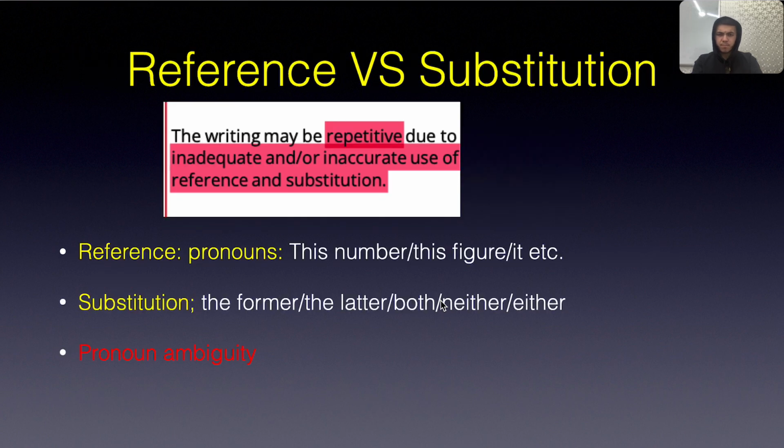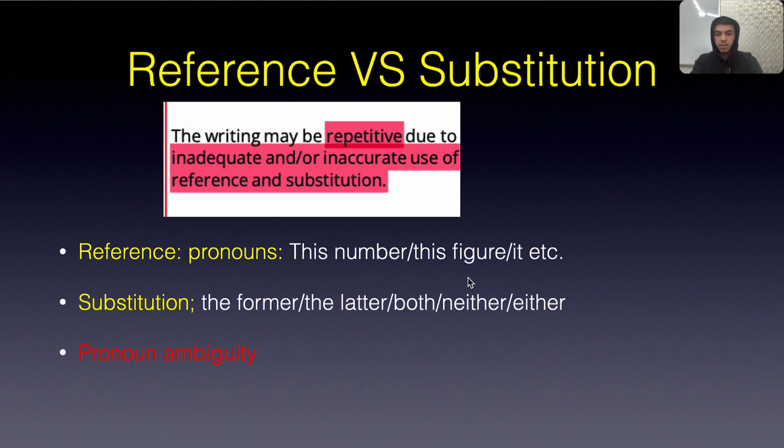Next slide. Reference and substitution. So there are problems with reference and substitution at band 6. Reference means basically pronouns. So you're making mistakes when using pronouns, okay? And substitution means replacement. So there are certain words and phrases that we can use to avoid repetition, okay? Substitution means replacement. So here it says, the writing may be repetitive due to inadequate or inaccurate use of reference and substitution. Okay, let's look at reference here.